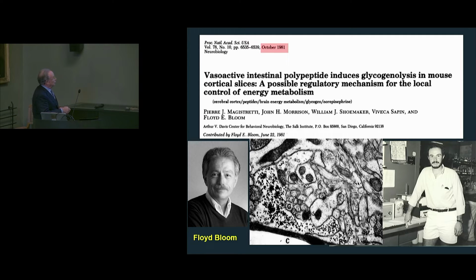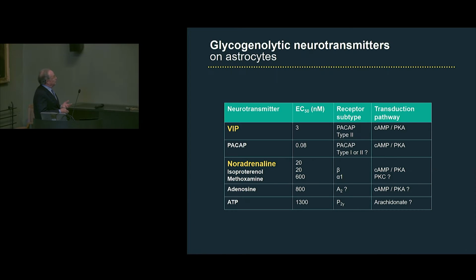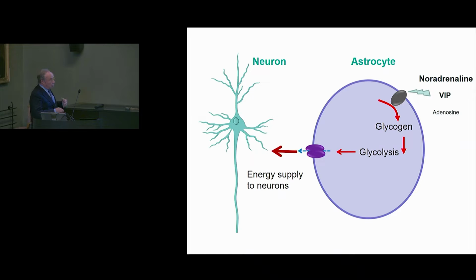And this is the neuropil with synapses. So we showed that actually signals from neurotransmitters from neurons, meaning VIP, we also showed noradrenaline and later adenosine, can break down glycogen and provide energy to neurons. So that was the first formulation in 1981 of the existence of a coupling between neuronal activity mediated by VIP or noradrenaline and energy metabolism that provides energy to neurons.